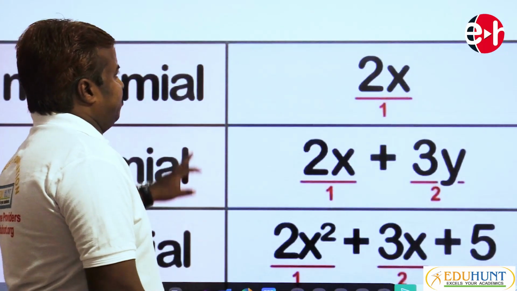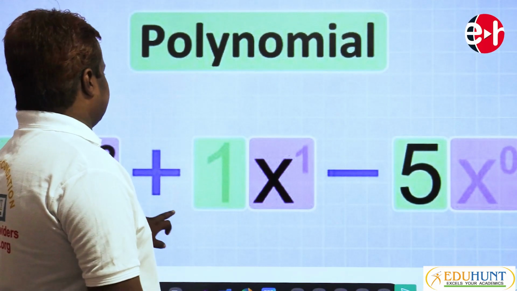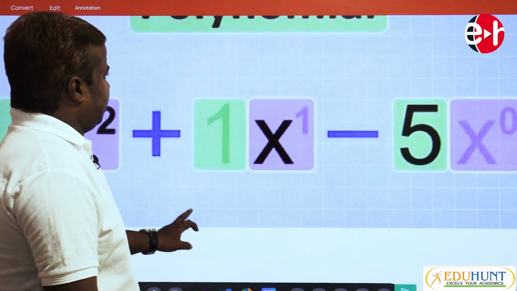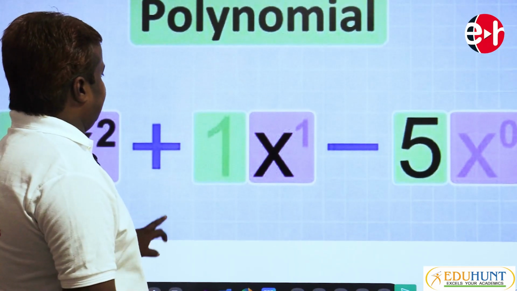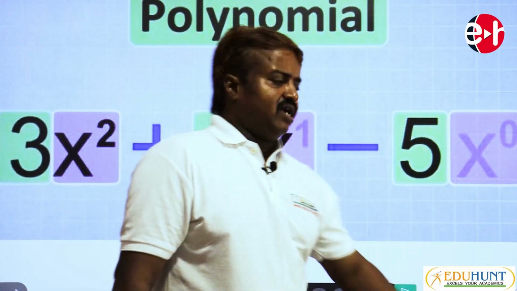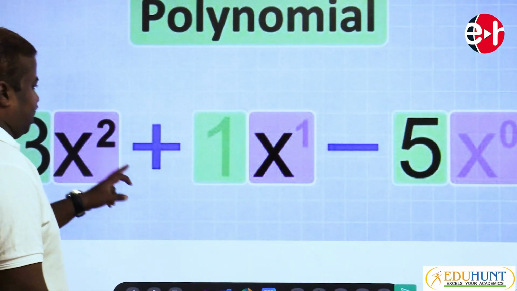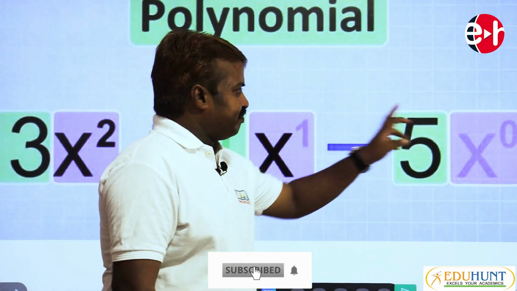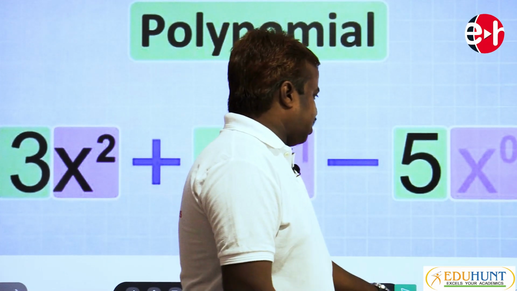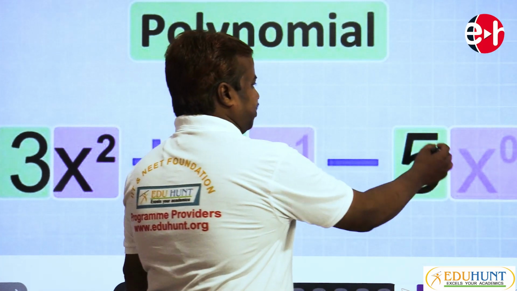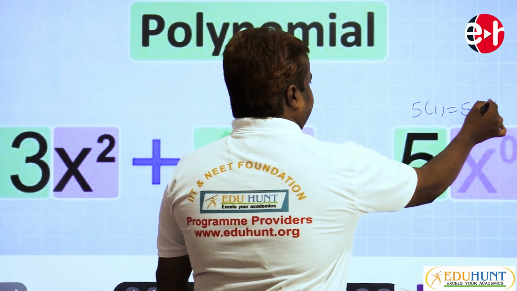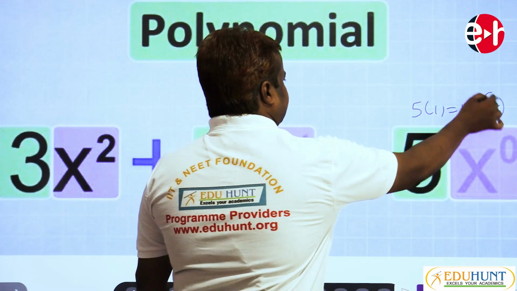Now children, you see the polynomial in the form 3x square plus 1x plus 5x power 0. Here the greatest exponent is 2, here it is 1, here it is 0. x power 0 is displayed as 1. So 5 into 1, that is 5 into x to the power of 0, so the exponent is 0.